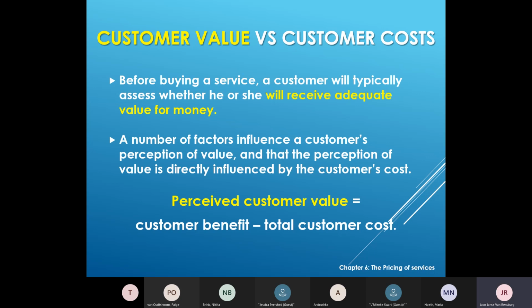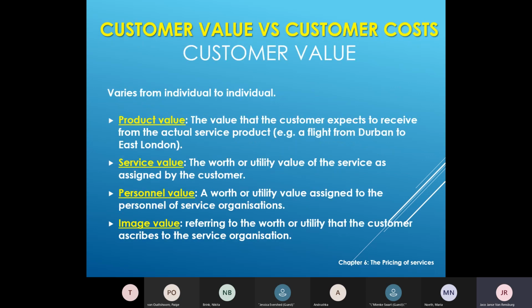Right, let's get to some examples that we can use. Now, there are different types of value. The four types of value for a customer is that there could be product value. In other words, that's a flight from Durban to Cape Town, or Durban to East London, or Durban to Johannesburg. That is the fact that there's a plane and it's got a trained pilot in it, and seats, and they are serving you drinks, and that's all.